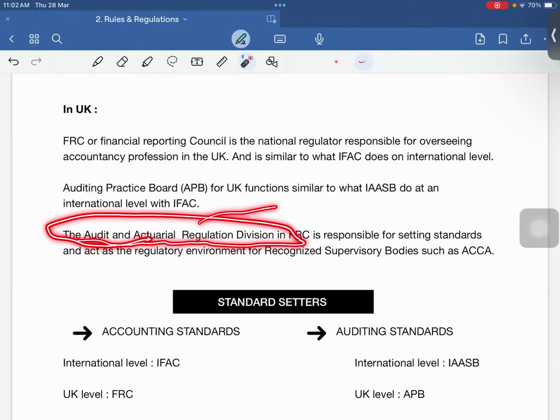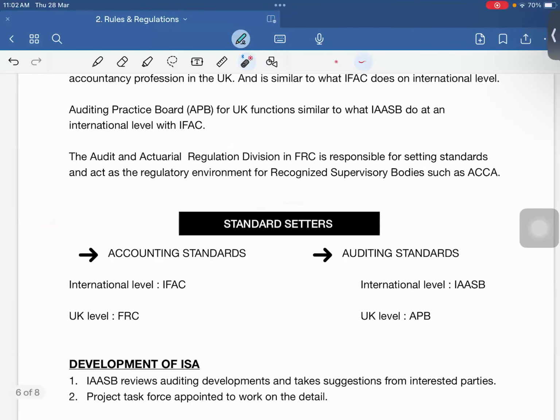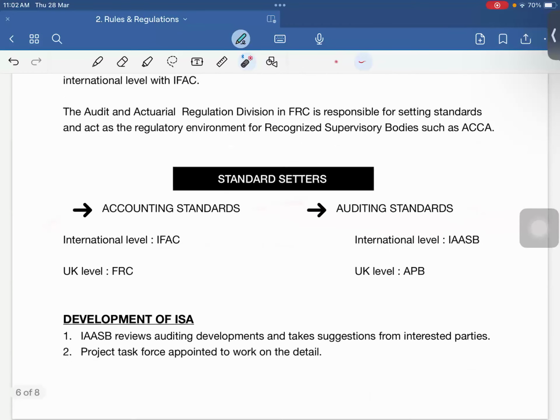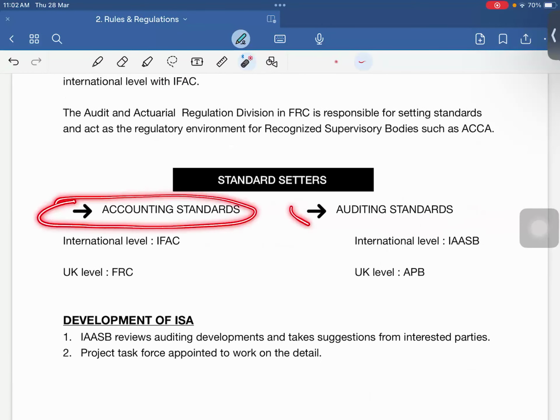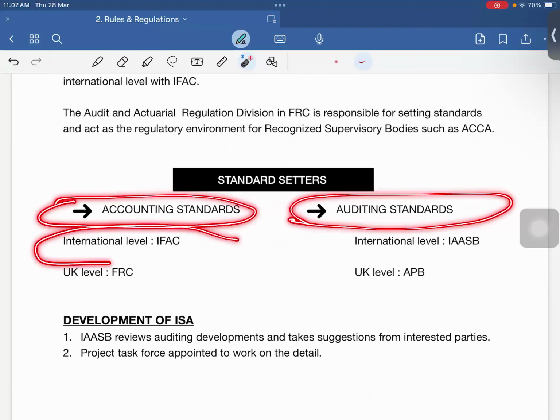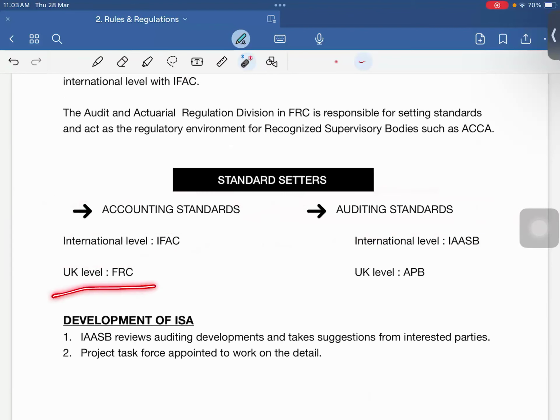And these are the people who set up standards. So summarizing standard setters, we have the accounting standard setters and the auditing standard setters. On the international level, IFAC is responsible for setting up accounting standards, and IASB is responsible for setting up auditing standards. On the UK level, it is called the FRC. On the UK level, it is called the APB. That's all.